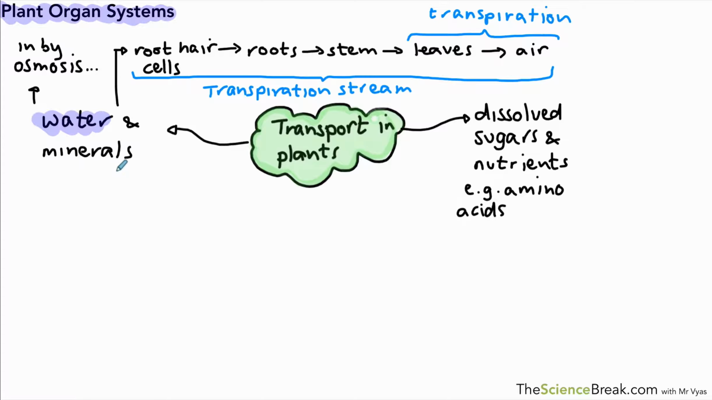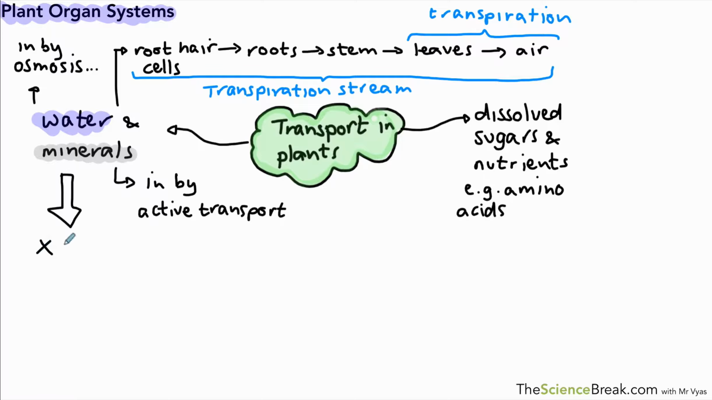In terms of our minerals, the way they get into the roots is by a process called active transport, and we've looked at that also in a previous video. So that's active transport, and the route they follow is the same as with the water. They go through the root hair cells, roots, stem and leaves, not out into the air though.